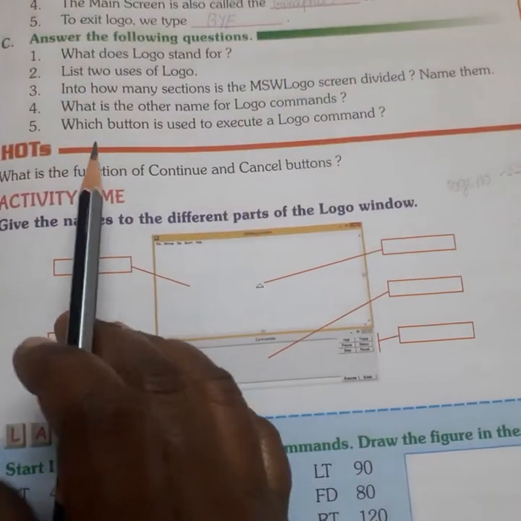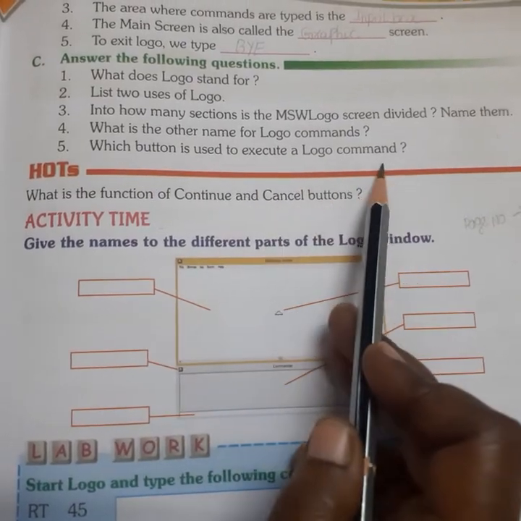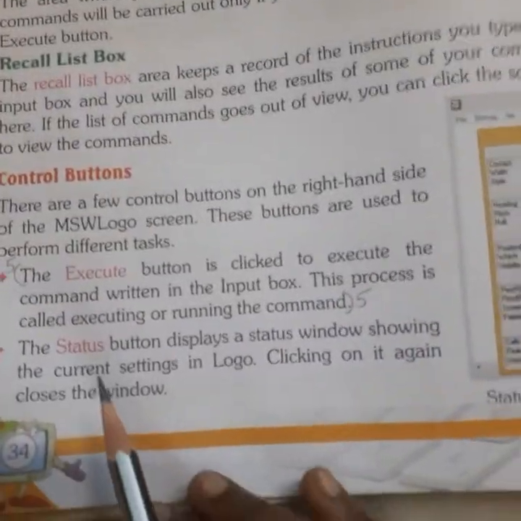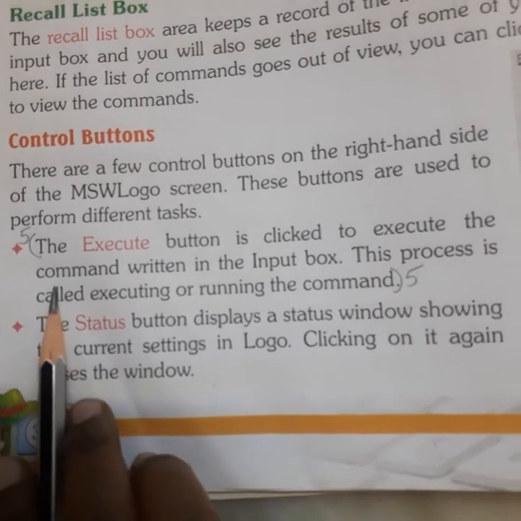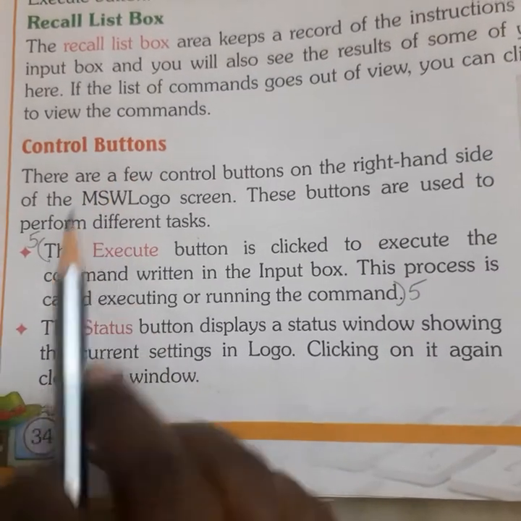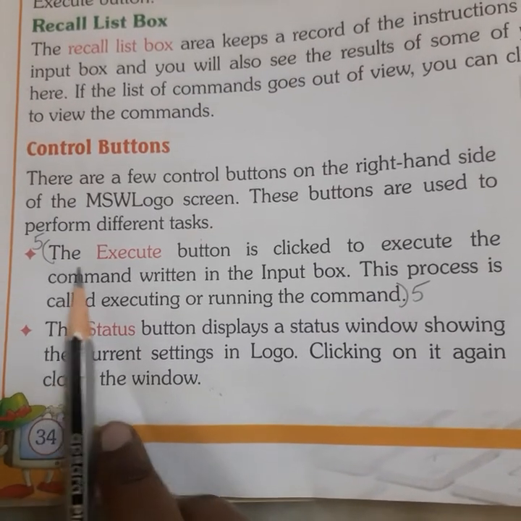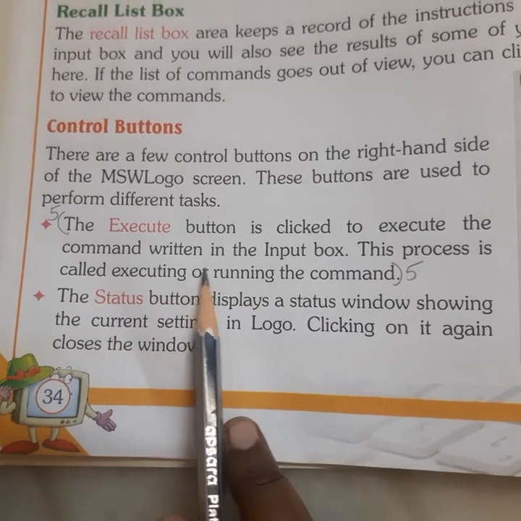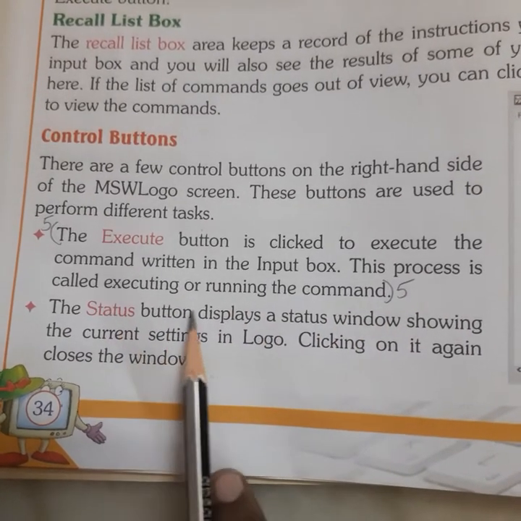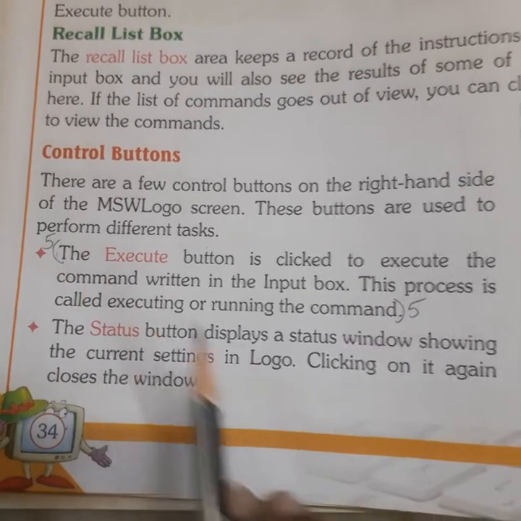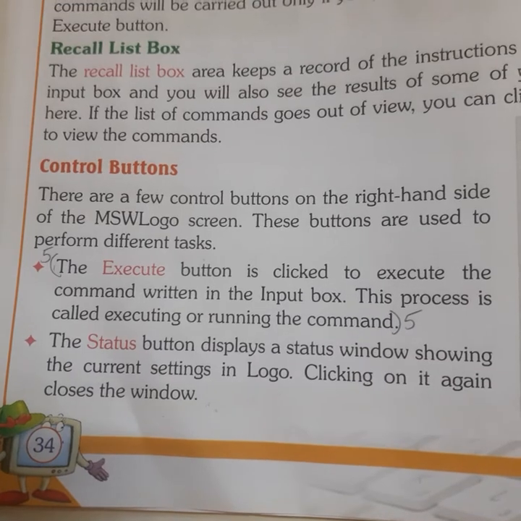Next, see the fifth question. Which button is used to execute a Logo command? For the fifth question's answer, children, see page number 34. On 34, the first point, you see the control button side heading is there, no? Under that side heading, the first point: the execute button is clicked to execute the command written in the input box. The process is called executing or running the command. That is the fifth question's answer. From here onwards to here, the first point in full is the fifth question's answer. This is about the question and answers, children.